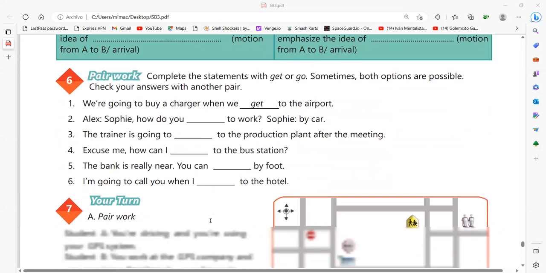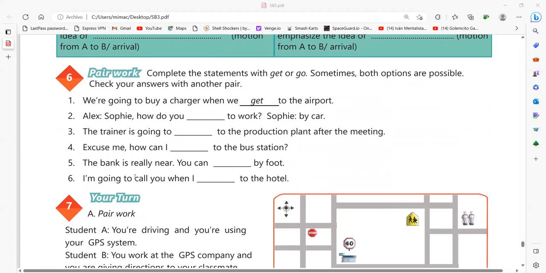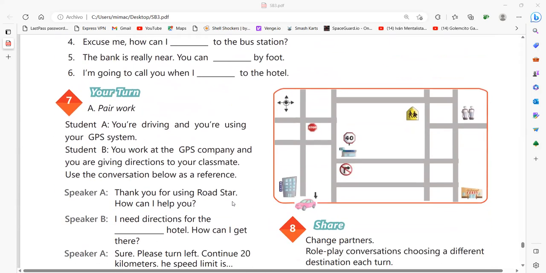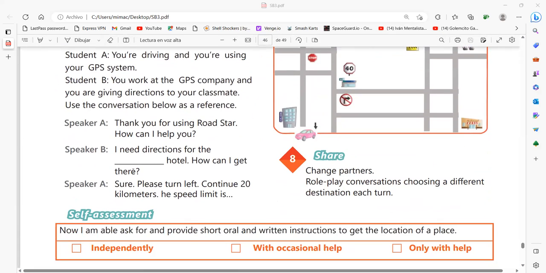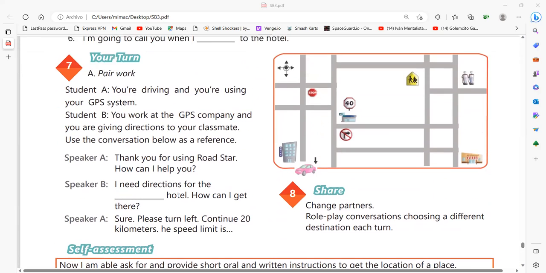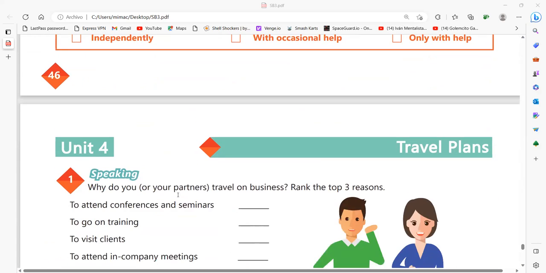And then you were working with this set of sentences in the completion. We were working yesterday, but also here, okay, you were creating this conversation. Do you remember? And you also role played this conversation. Is that okay? Yes? Because I saw you practicing a lot. Very well. Okay, so now here we have a speaking.